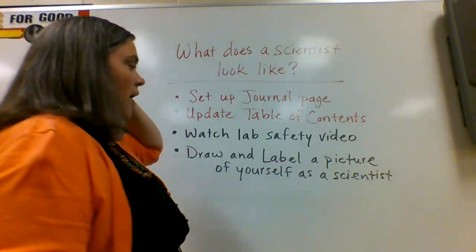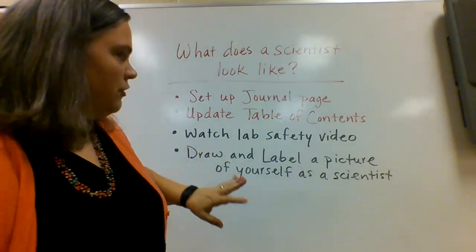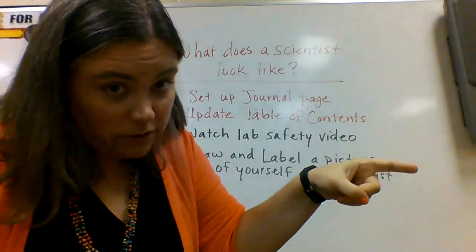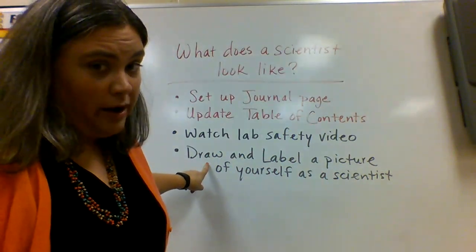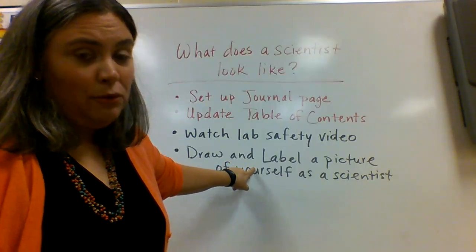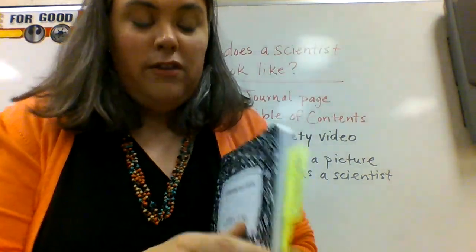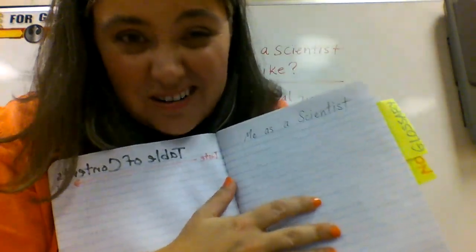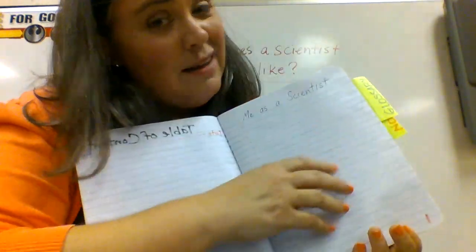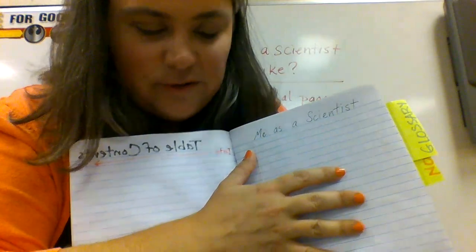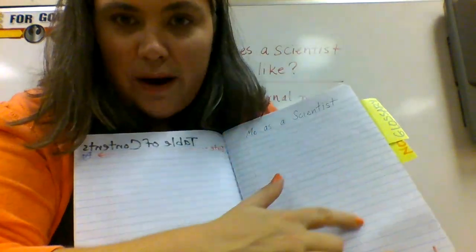So I want you to draw and label a picture of yourself as a scientist. Now, this is what separates science from art. Art is all about the drawing. Science is draw and label. So when you do your picture on this page, drawing yourself as a scientist, Miss Hudson's not going to grade it for artistic effort, okay? Miss Hudson's going to be taking a look at what you think about scientists. What should scientists have? So I want you to draw your picture right here on this page.